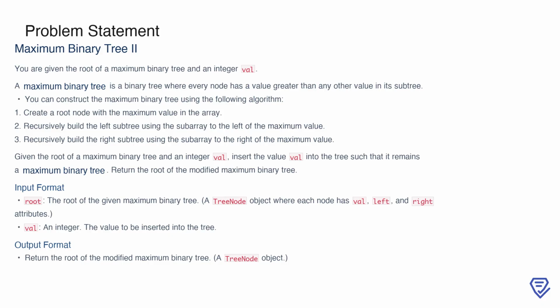Now, your task is to insert the given integer val into the tree in such a way that the tree remains a maximum binary tree. The goal is to return the root of this modified tree. The input includes the root of the tree, represented as a tree node object, and the integer val. The output will also be a tree node object representing the root of the updated tree.